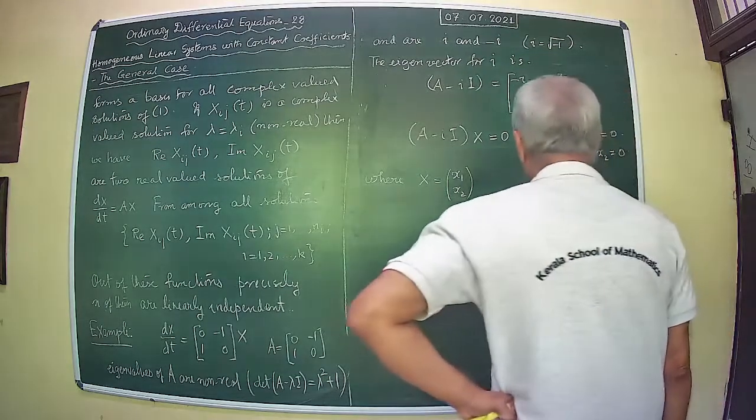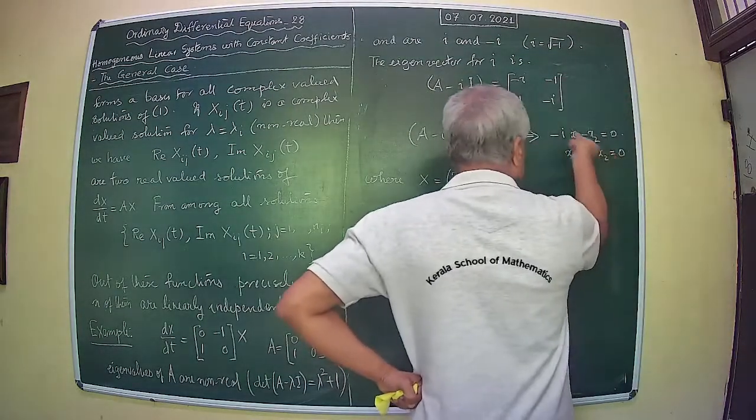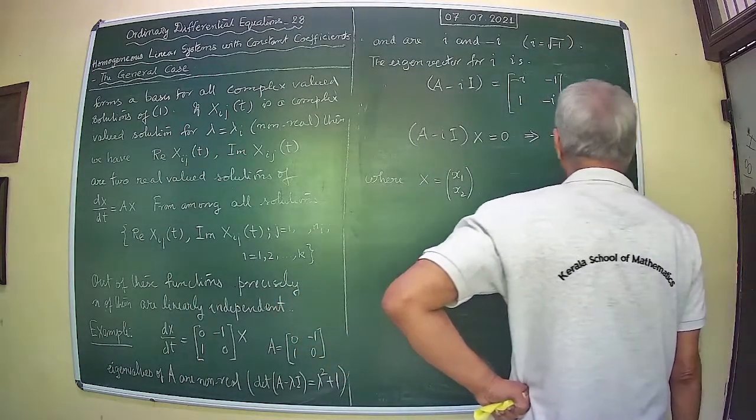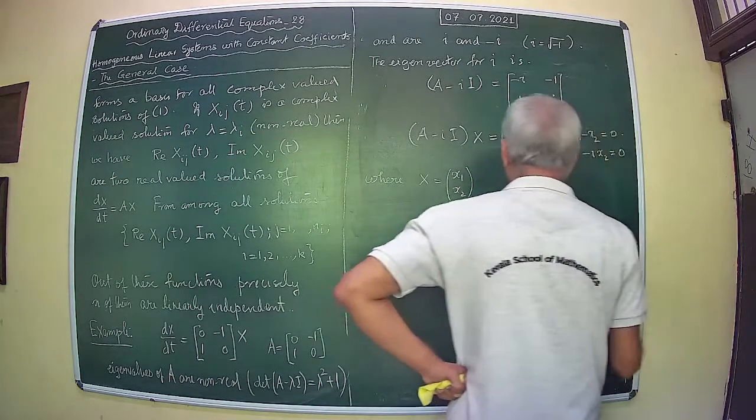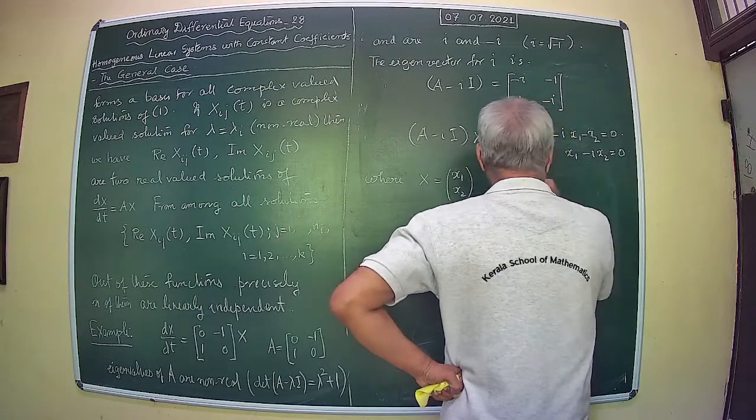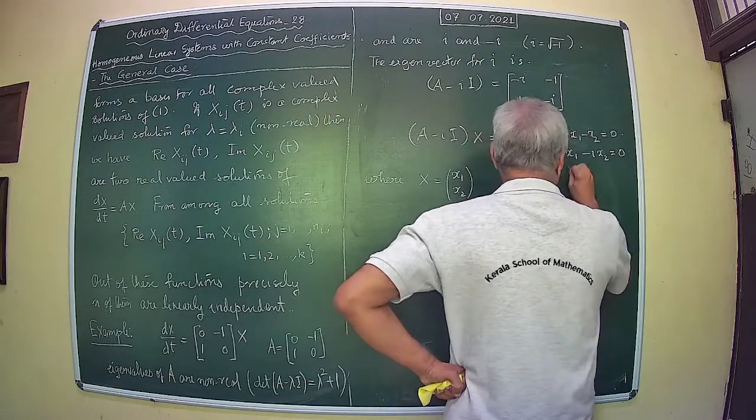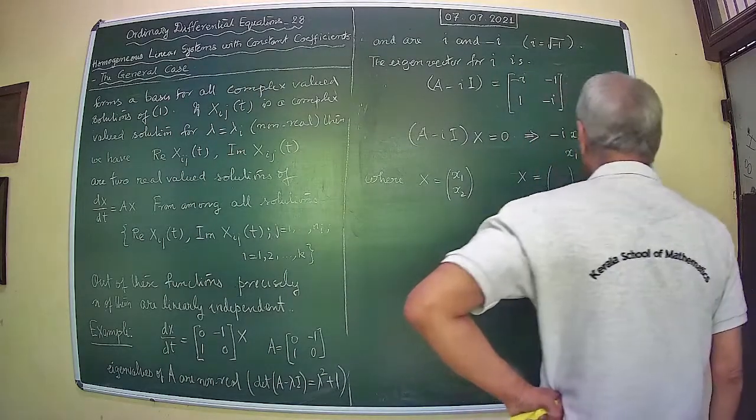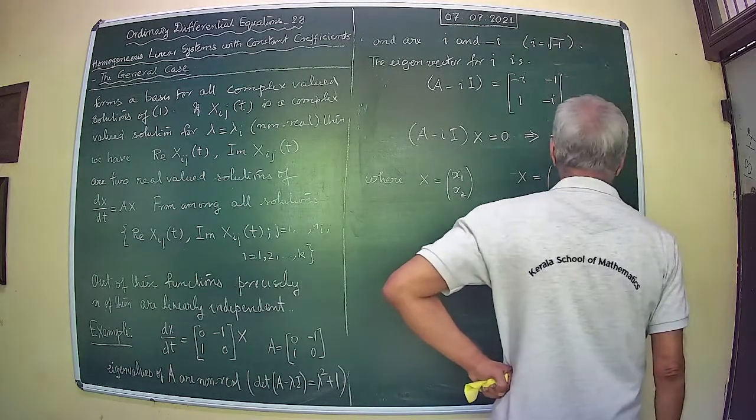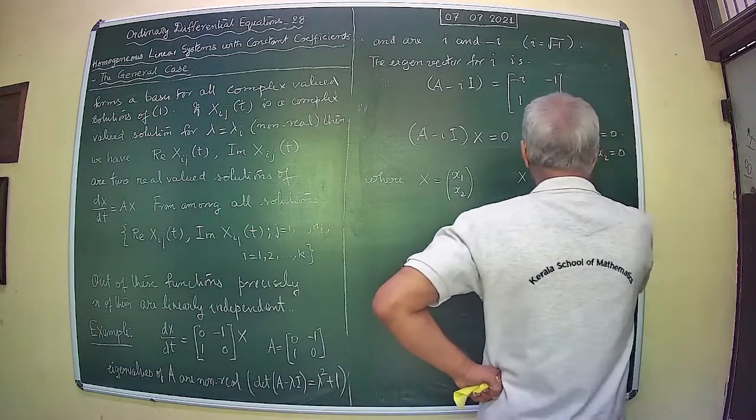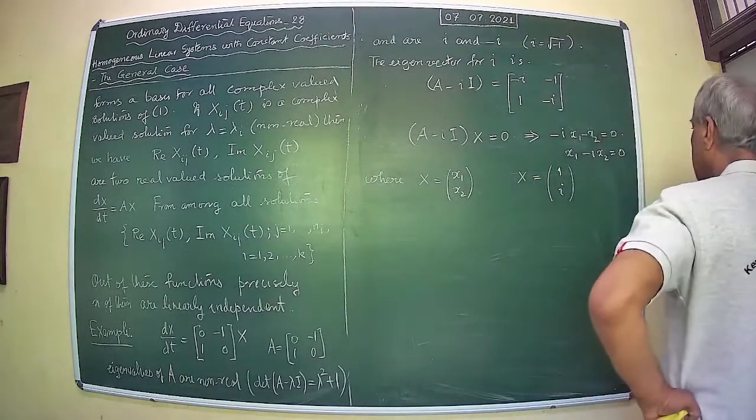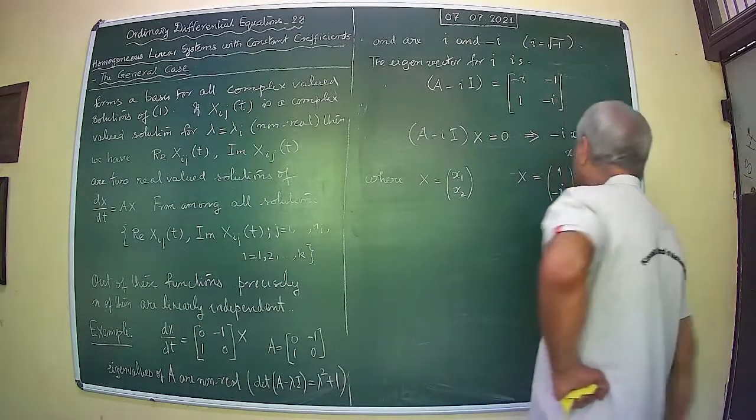Therefore, one such solution, by giving one value for x1 and the other one you can write as x2. So one solution is that we can set x1 is equal to 1, then x2 equal to minus 1.